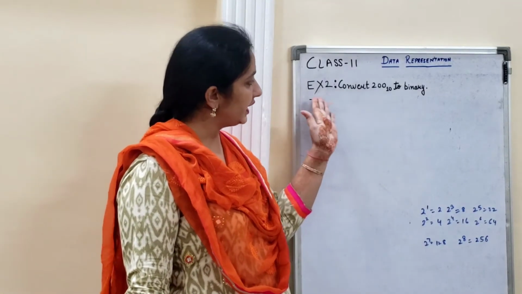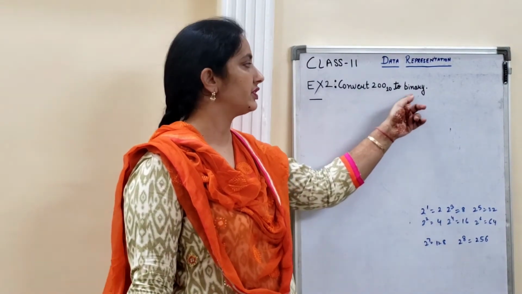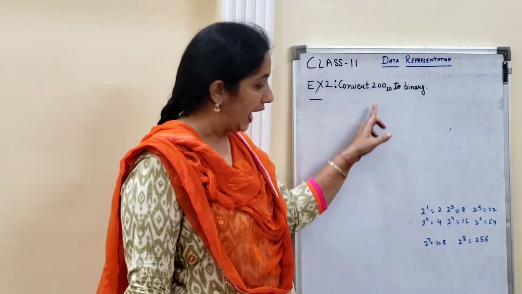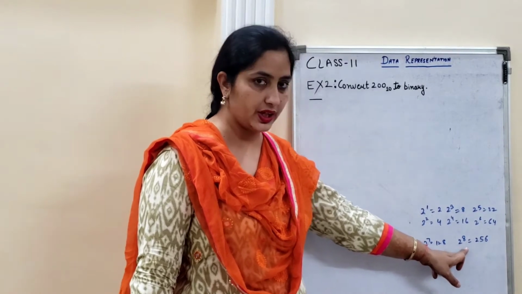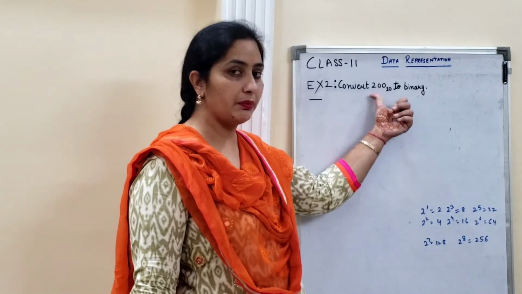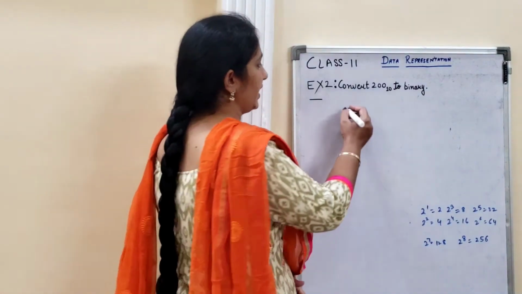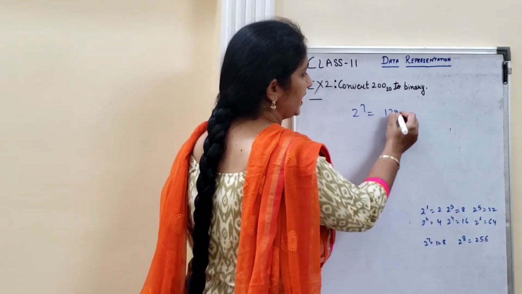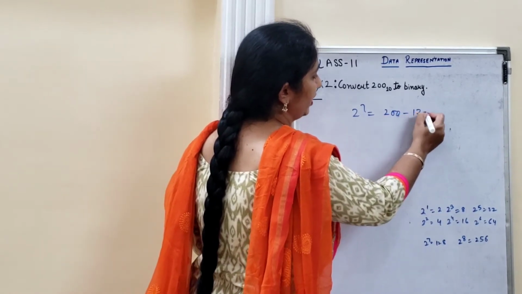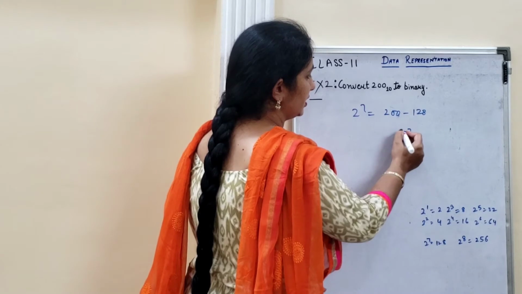So one more example: convert 200, which is a decimal number, into binary. Now 200 is the number, so I have to take power till 2 raised to power 8 because that will be 256. So 256 is the exceeding number of 200. So how many powers do I need to take of 2? That is 7. So 2 raised to power 7 is 128. Okay. So what I'll do, I'll just subtract 128 from 200.